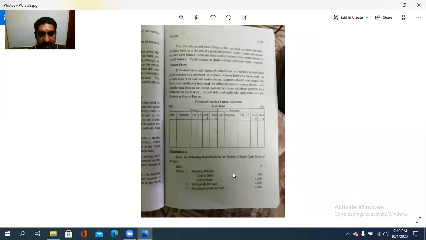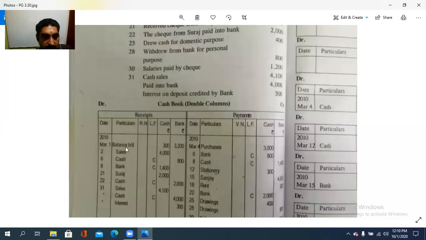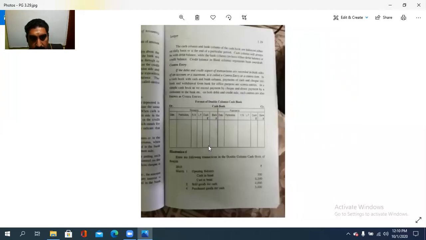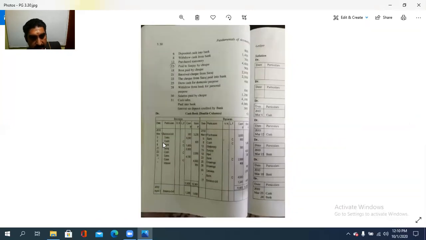see, opening balance, cash in hand and at bank, 300 and 3,200. So this is a cash and bank item. All the assets items are there. So see, to balance brought down, it is 300 and 3,200 on the receipt side. Then the second item is what? Sold goods for cash. So what is the entry? Cash account debit to sales. So on the receipt side, cash column, to sales 4,000. Isn't it? To sales 4,000 in the cash column.